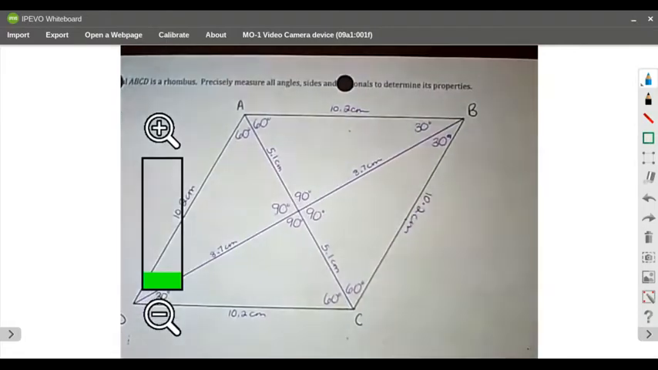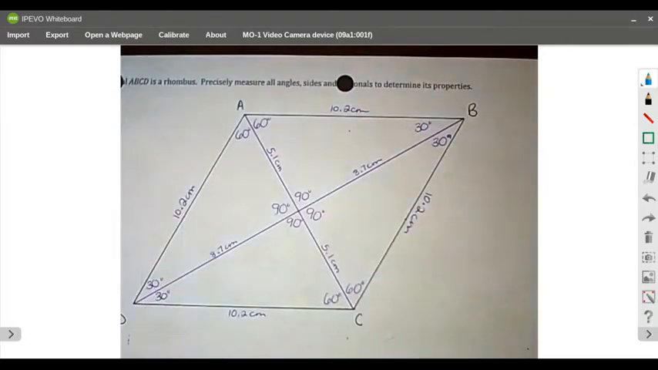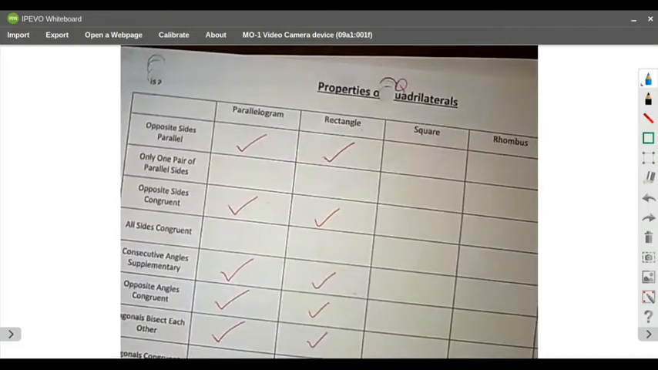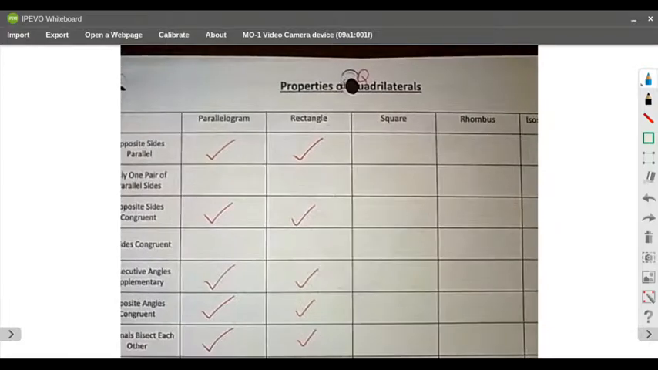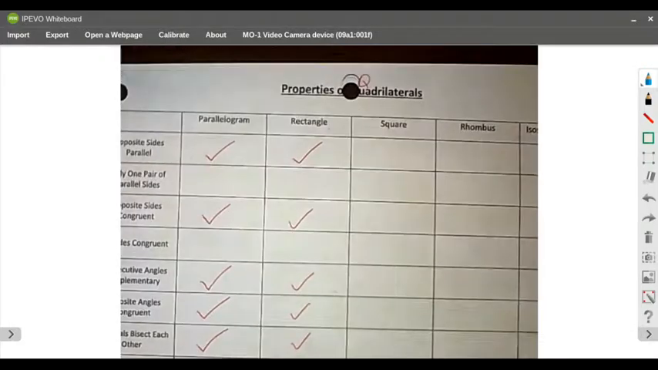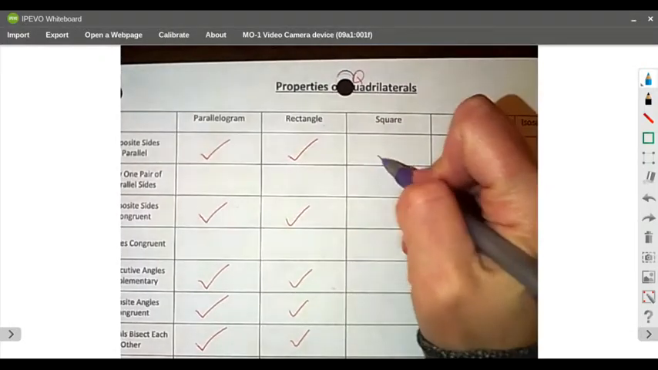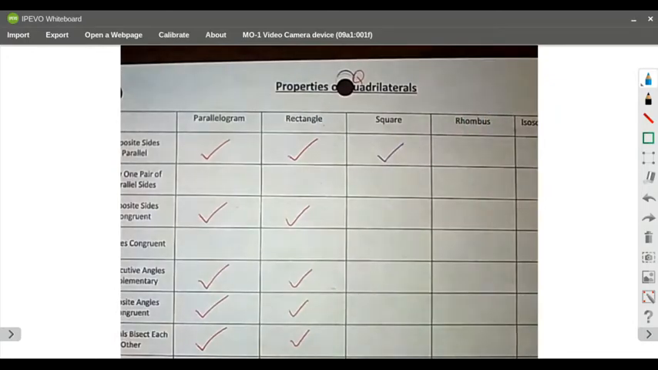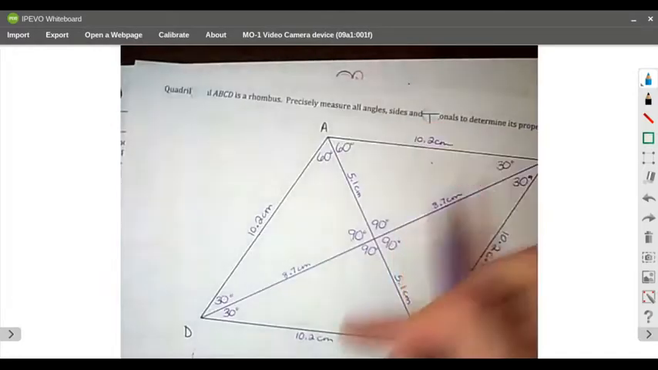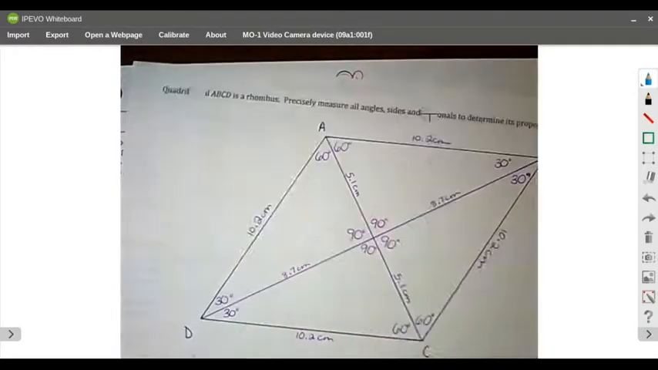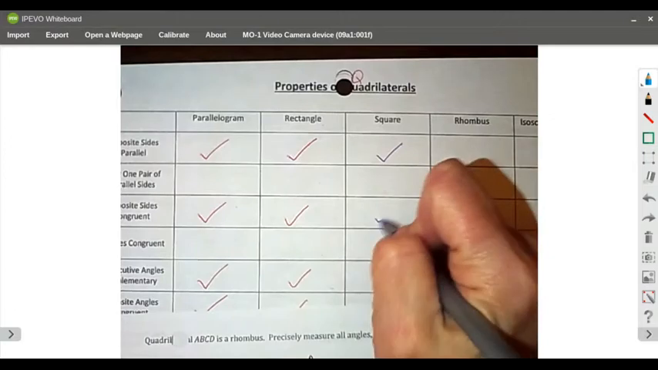Okay, so this is what you should have gotten, or something very close to this. So what we're going to do is take a look at the measures that are true, take a look at the list of properties, and check off what's true about a rhombus. Well, I already told you that it was a type of parallelogram, right? So opposite sides are going to be parallel. Opposite sides are congruent. See, these are both 10.2. Those are both 10.2. So yes, opposite sides are congruent.